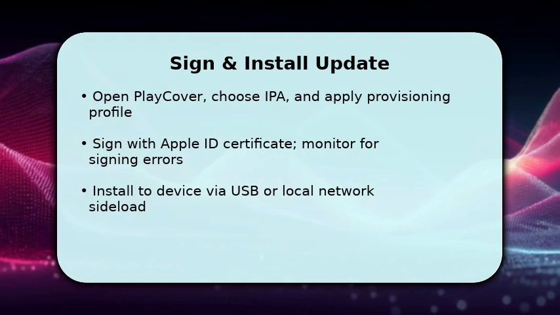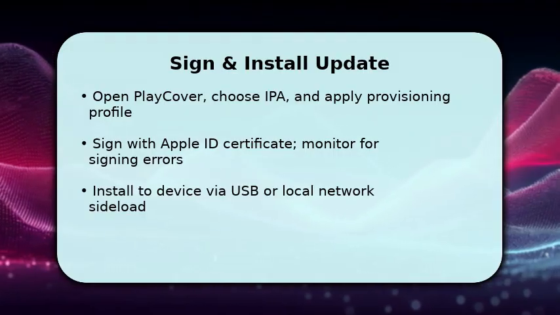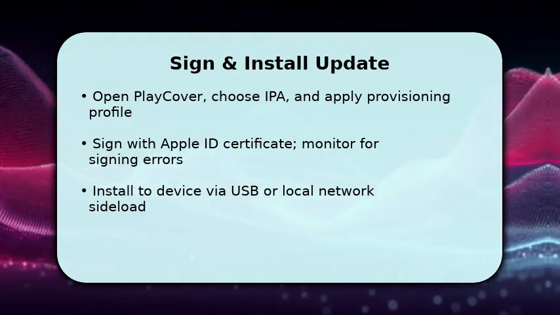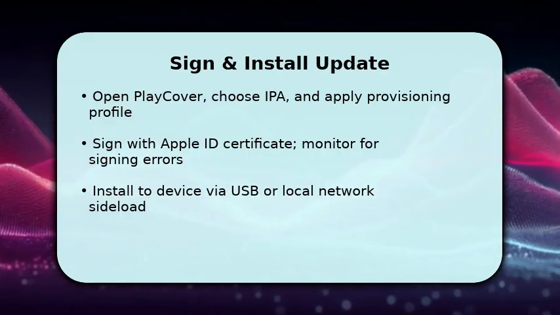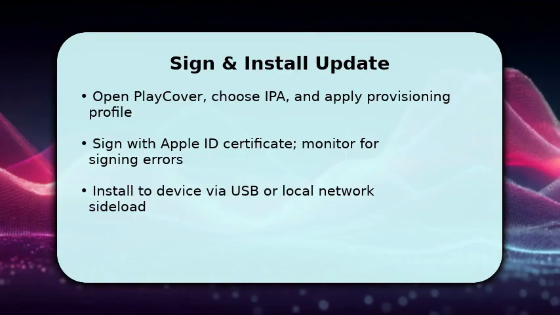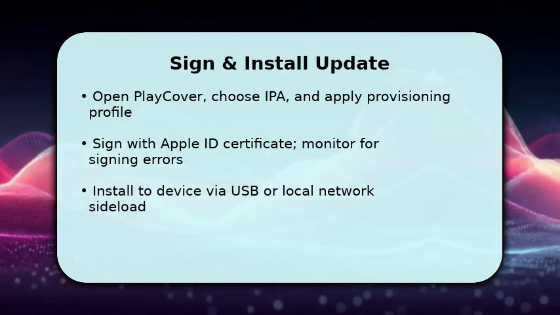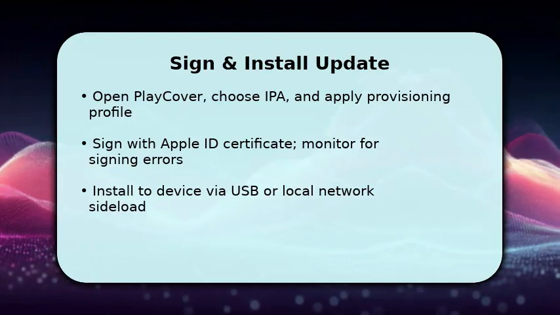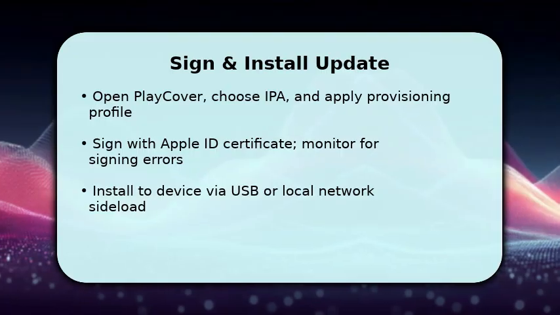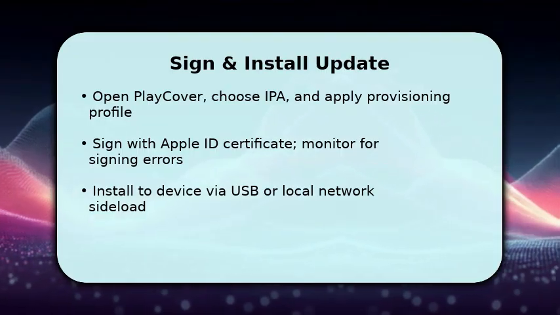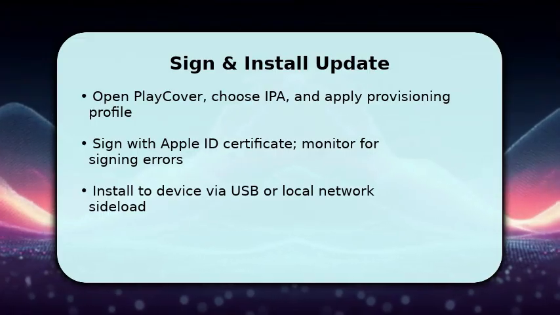You now open Playcover and select the Genshin IPA you prepared. Choose the provisioning profile you matched earlier so the app can run on your device. Then sign the app with your Apple ID certificate. Watch the output for any mismatched entitlements or bundle ID conflicts and resolve them immediately. Once signing completes, install to your device using USB or the local network option. If prompted, trust the developer certificate on the device. This step lets Genshin launch after the update.